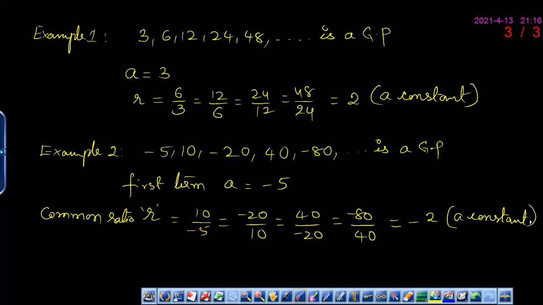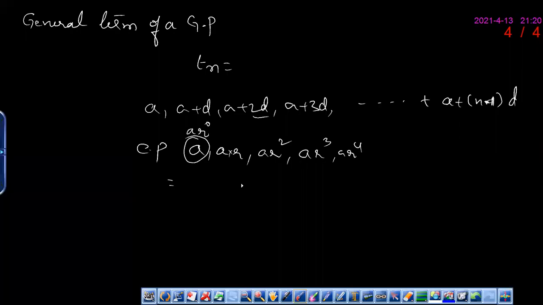If any series is given and told that it is a GP, the first term is always A. For the common ratio you need to find T2 by T1 equal to T3 by T2 equal to T4 by T3. At least you need to check 3 common ratios. If they are the same, then the given series is a GP. Note this down.